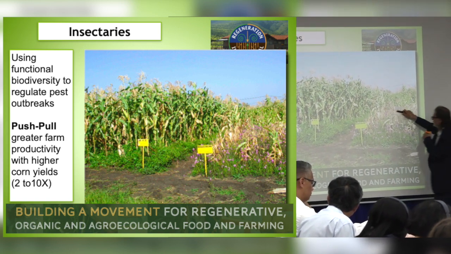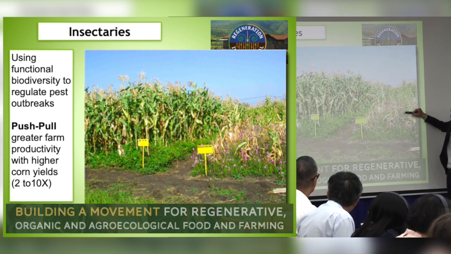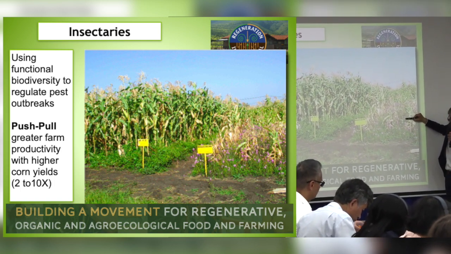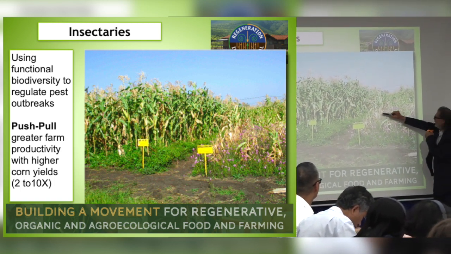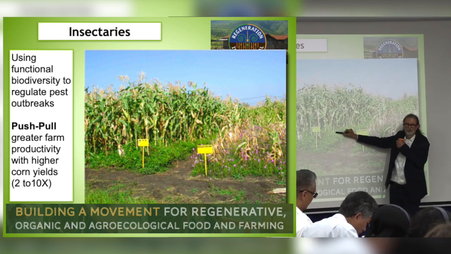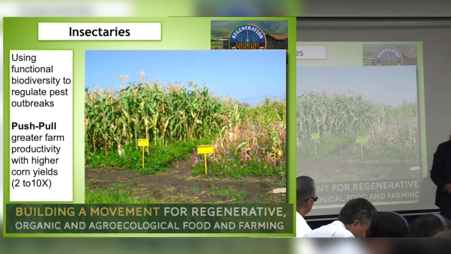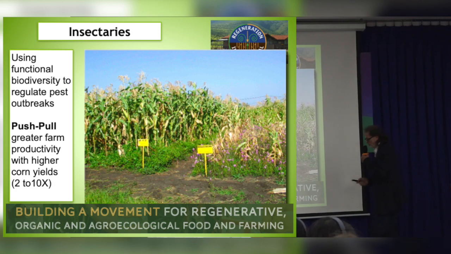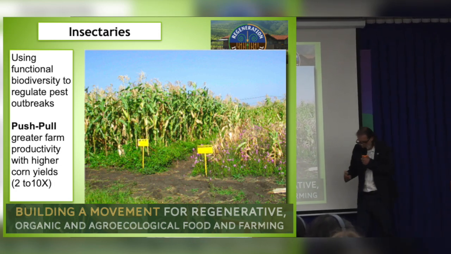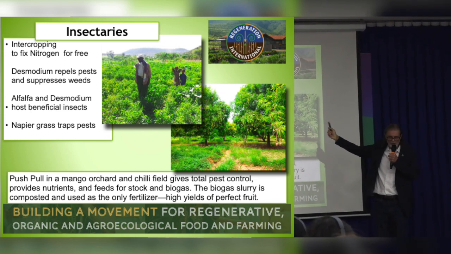The traditional system, this is in Africa, this is a terrible parasitic weed, looks lovely, called striga, but it parasitizes the roots. And then you've got also the damage from the corn borer. Put in the desmodium and look at the difference, up to 10 times the yield. And this we call functional biodiversity. It's now being used in all sorts of crops.